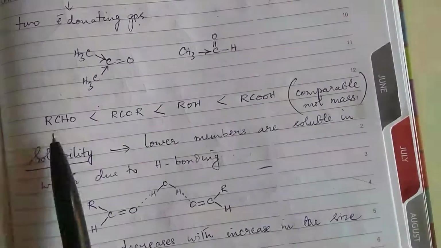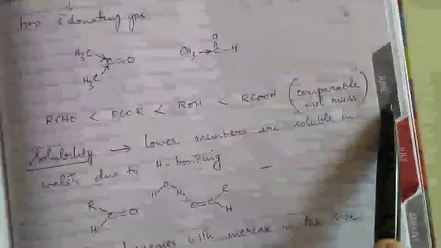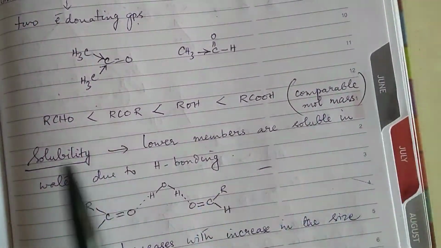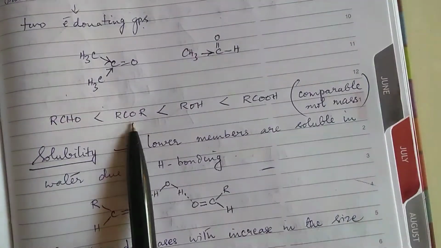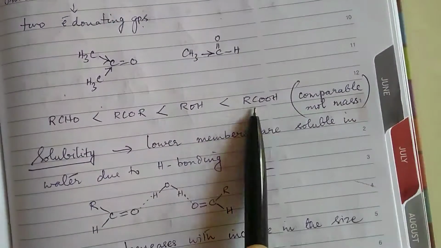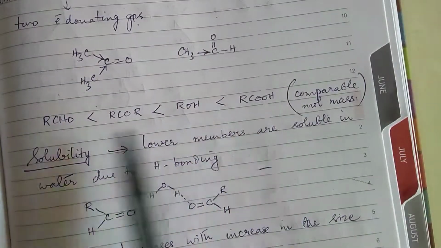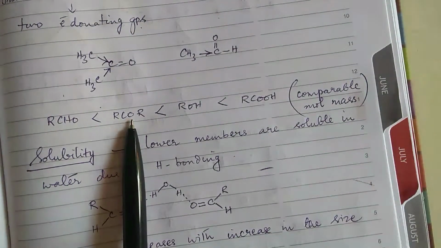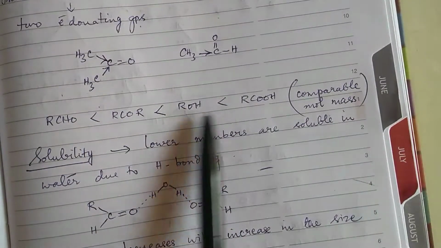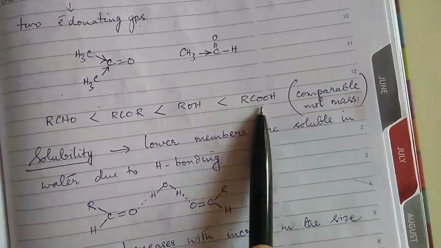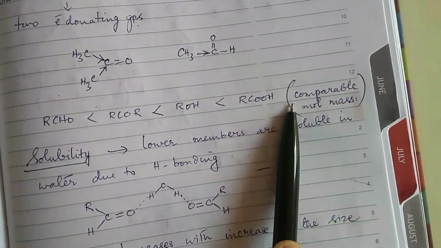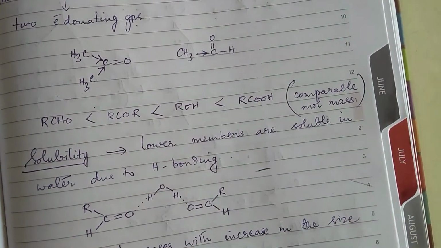Now, in general, how do you consider the boiling point? RCHO less than RCOR, that is aldehyde less than ketone, less than alcohol, less than acid. Now we will see about acid in the coming topic. Is that clear? For the time being, try to understand aldehydes and ketones have lesser boiling point than alcohol, and alcohol has lesser boiling point than acid. Why this has the highest boiling point, we will see, right?